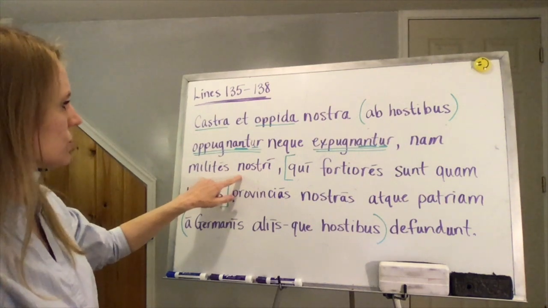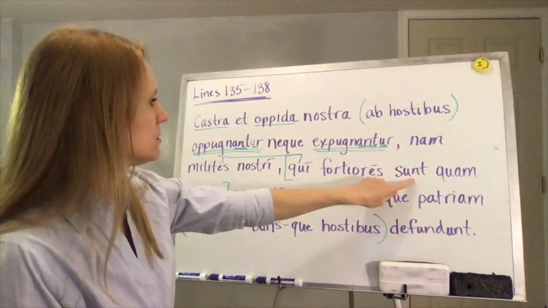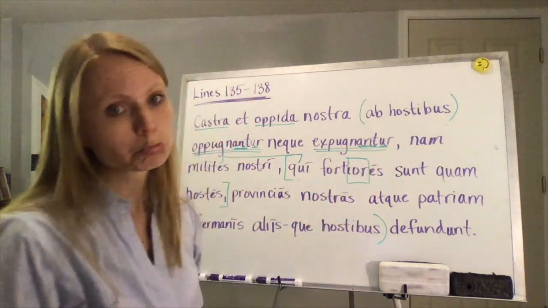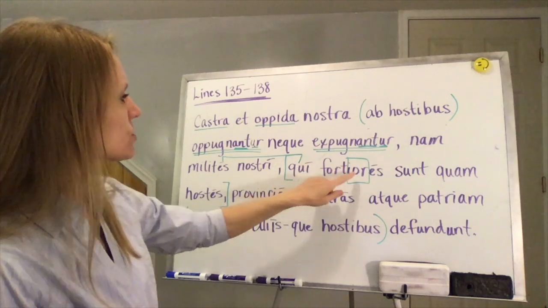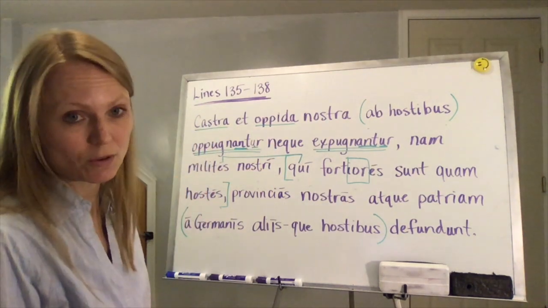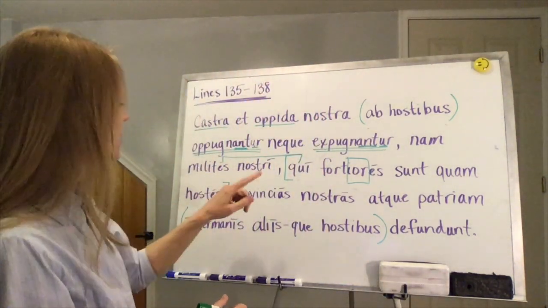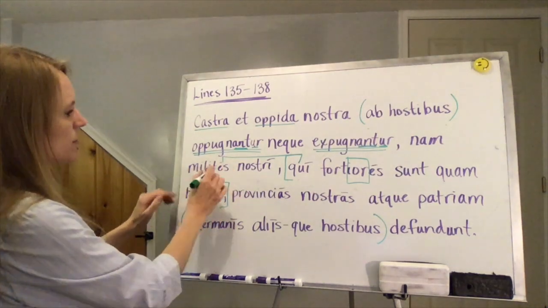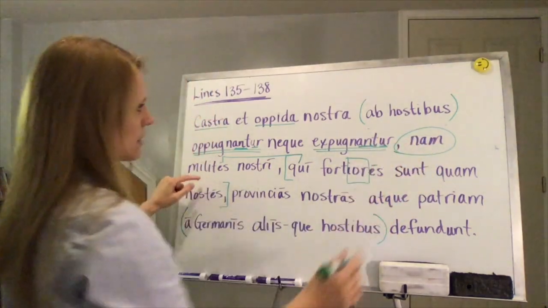Because our soldiers, now this is telling us more about our soldiers, who are, now what do we have here? Who are, do you notice our little Eeyore here? Remember Eeyore? Right, it's sad to compare yourself. Okay, so the Eeyore, so who are stronger than the enemies. Okay, who are stronger? We're talking about the Romans, this is Julius, I believe, explaining. They are stronger than the enemies. Now, what else do they do? So the subject is still here, because this was the new subject here. This was joined by a conjunction and a comma there.